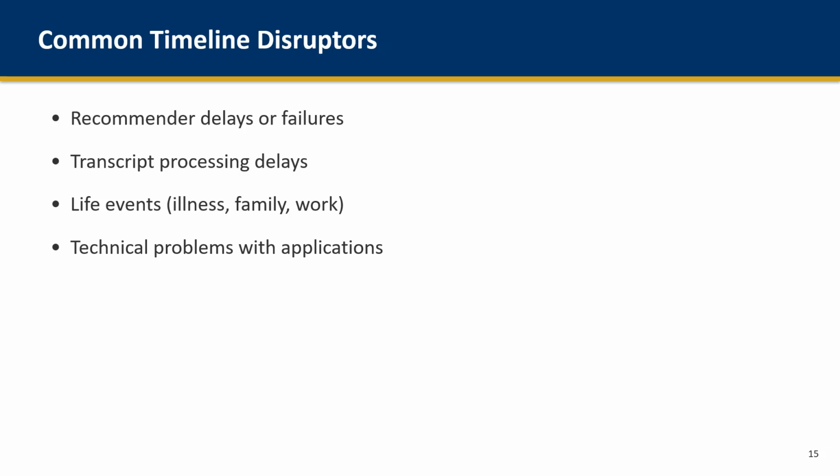Life events disrupt the best plans. Illness, family emergencies, unexpected work demands, relationship problems, all can derail your timeline. This is why buffer matters. A timeline with no slack breaks under pressure. Technical problems with application systems occur at the worst times. Websites crash. Forms don't save. Upload limits cause problems. Don't submit at the last minute when technical problems can't be resolved. Early submission avoids these disasters. Expect some disruption and plan for it. Timelines that assume everything goes perfectly are fragile. Build resilience into your planning.